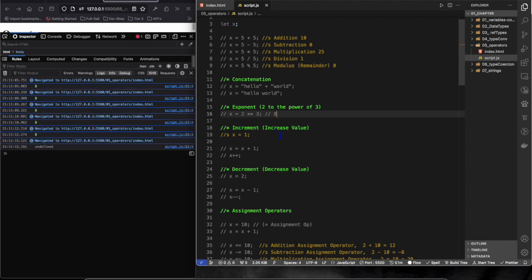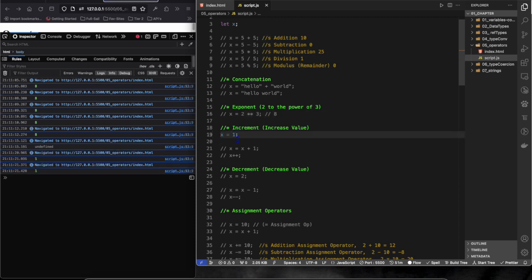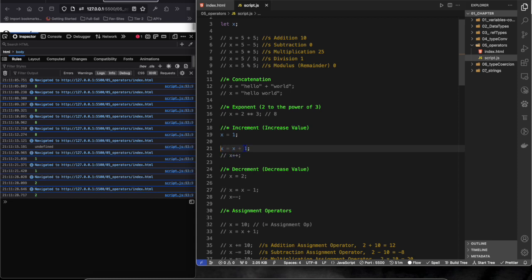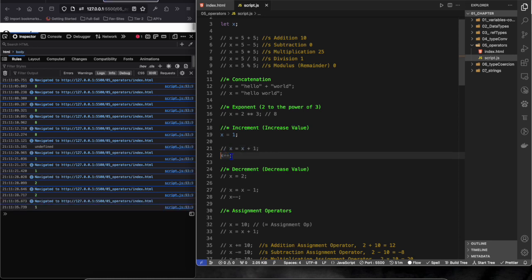Now to increment, which is to increase value, we would do X equals 1, and then we can increase it by doing X equals X plus 1, which will give us 2, or we could do simply X plus plus, and that'll give us 2 also. Those are 2 ways you can do it. X plus plus is the most common way and common practice.